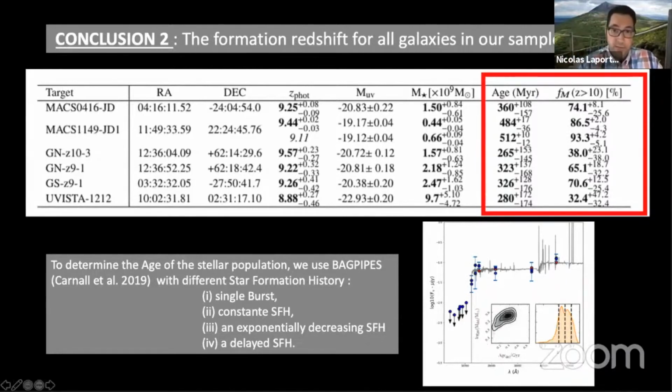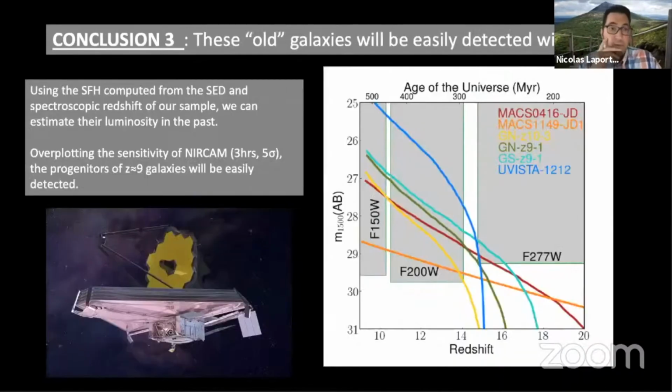You can also look at the last column here, which is the fraction of mass formed in this galaxy at a redshift above 10. And as you can see, 70% of the mass in most of the galaxies is formed at a redshift of 10. So now the third conclusion of this work is that you can take the star formation history of your object, convert it into UV luminosity, and demonstrate that the progenitors of these galaxies will be easily detected by the James Webb Space Telescope. Here I'm showing you the NIRCam sensitivity, the 5 sigma sensitivity in 3 hours. And as you can see, we will easily detect all these objects.